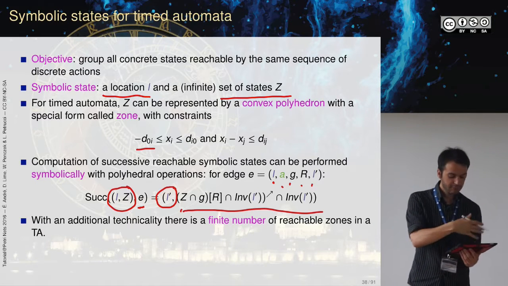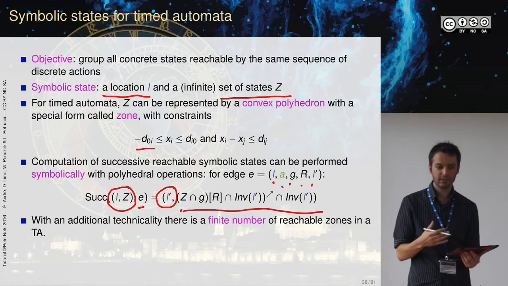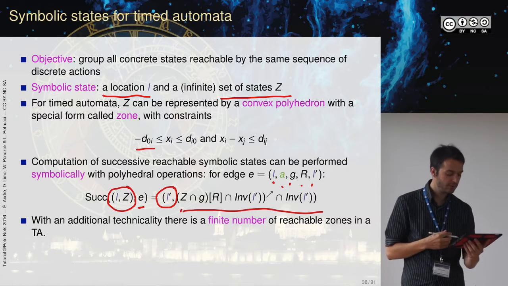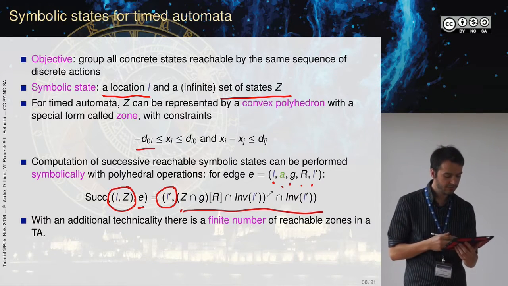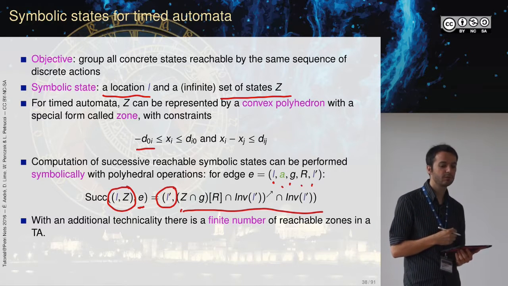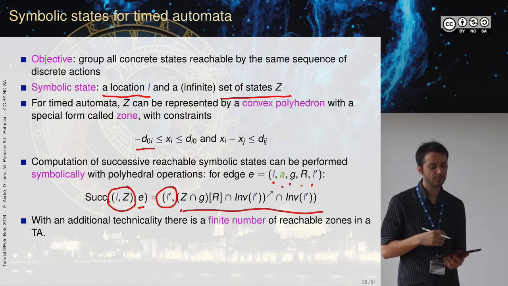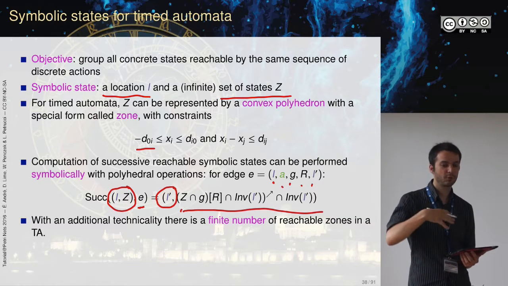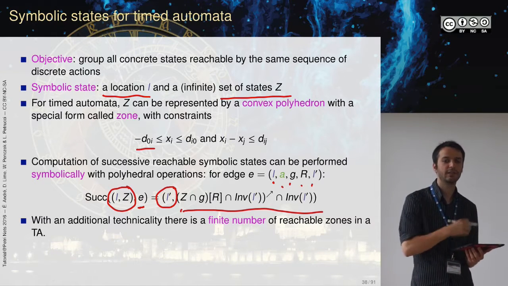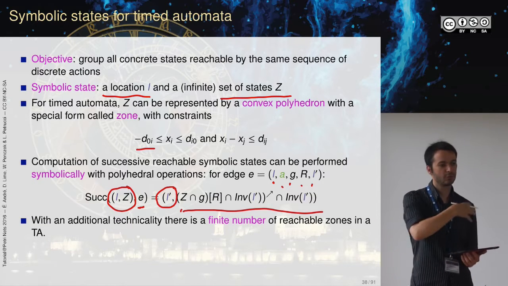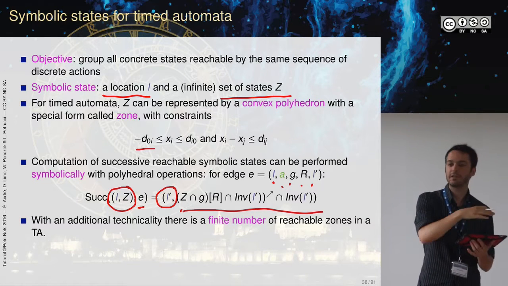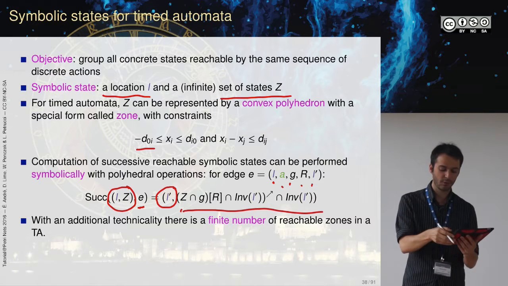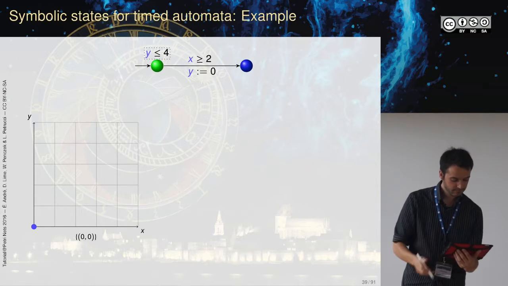And so if we do this with an additional technique, we can get a finite number of reachable zones. So in very brief, the additional technique will be to also abstract together some zones when we have clocks greater or equal to the highest integer constant of the system. So we can group them all together and then we get a finite abstraction. Now let us show graphically what this long expression is about.